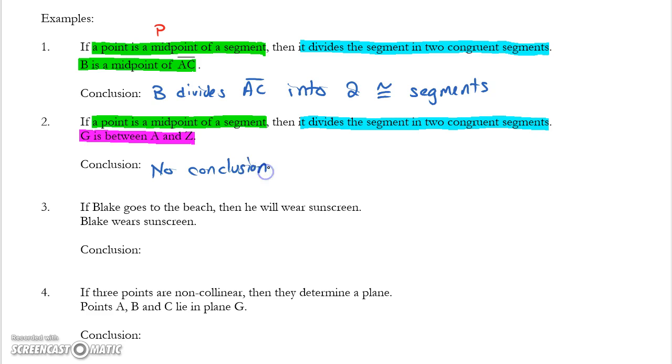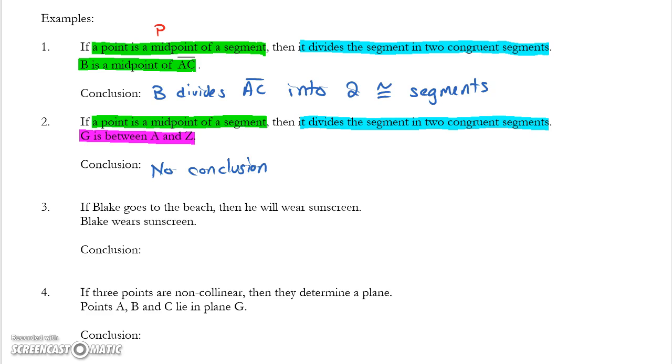That's just like saying if a point is a midpoint, then it divides a segment into two congruent segments, and then saying I like doors. That doesn't make any sense. It makes no sense with what we've been given as a true statement. There's no logical conclusion we can make.